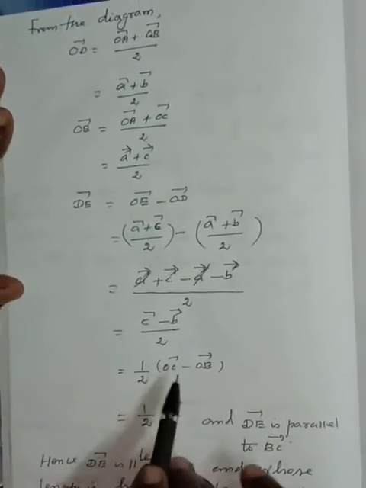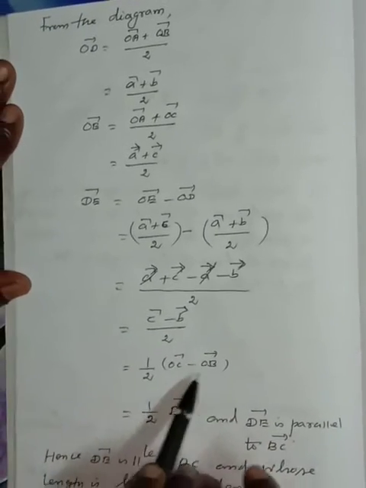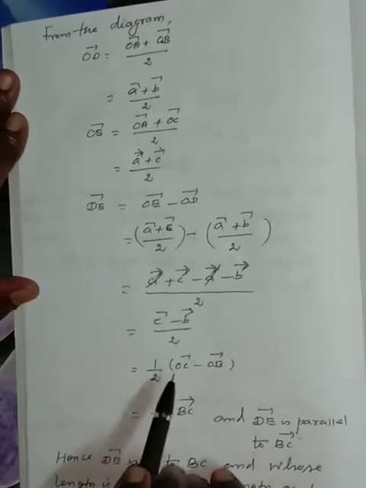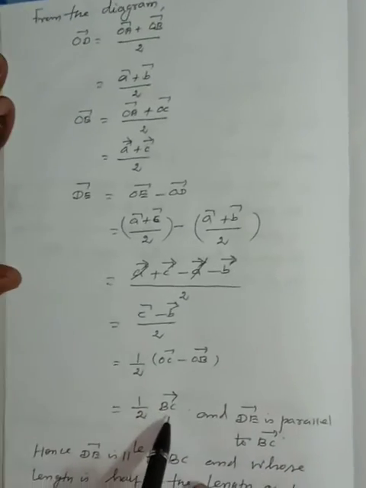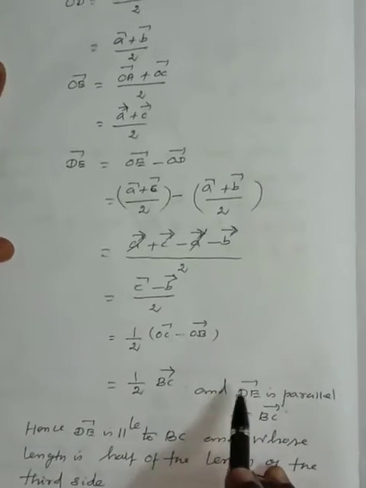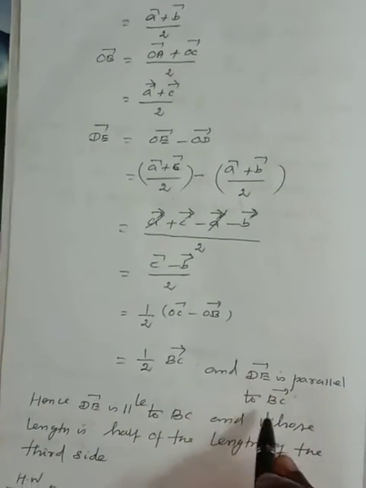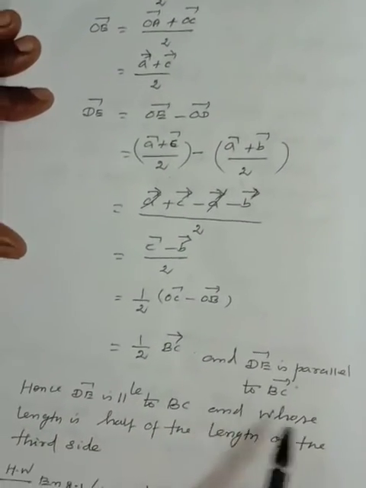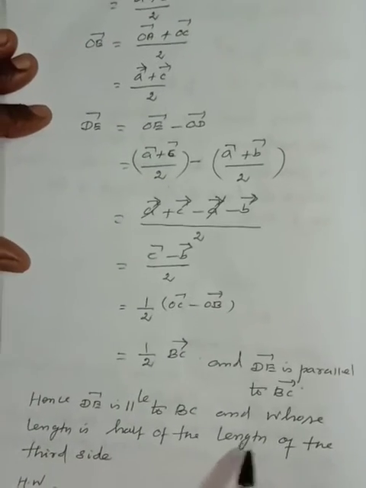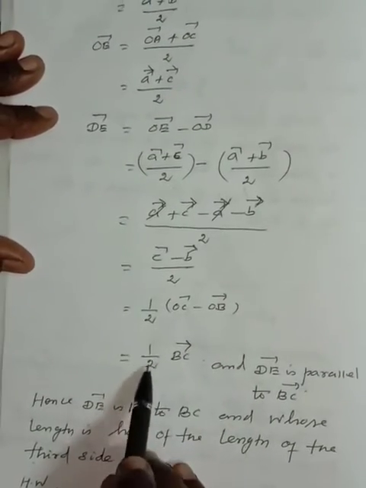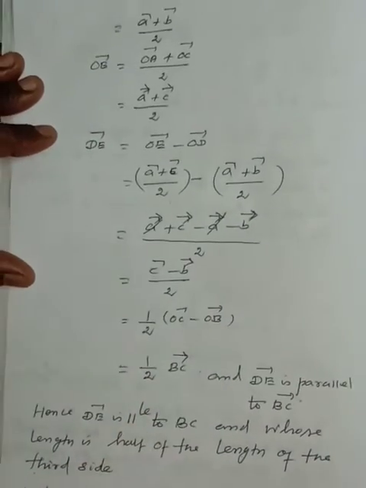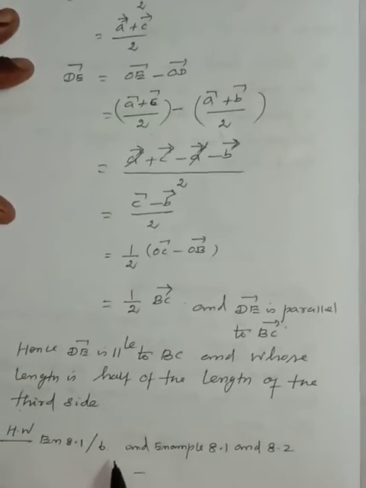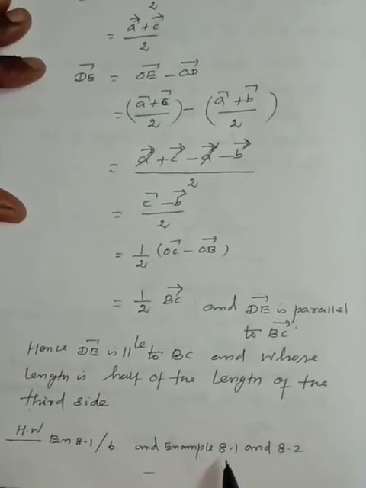C vector is OC vector, B vector is OB vector. Therefore 1 by 2 into (OC vector minus OB vector). OC vector minus OB vector is BC vector. Half into BC vector. And also DE vector is parallel to BC. Hence DE is parallel to BC and its length is half of the length of the third side BC. Hence the result. Today's homework: exercise 8.1, sum number 6, and examples 8.1 and 8.2.